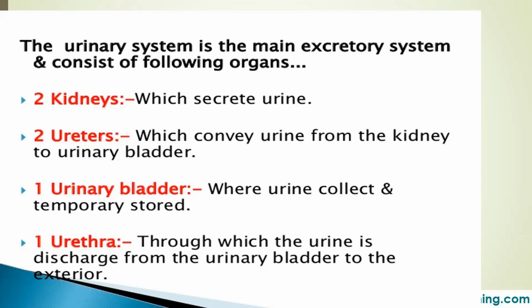Next, the urinary bladder, where urine collects and is temporarily stored. So the urinary bladder is meant for storing of the urine. Next one, the urethra. The urethra is the opening through which the urine will be discharged exteriorly, to the outside. The urine is sent outside through an opening called the urethra from the urinary bladder.